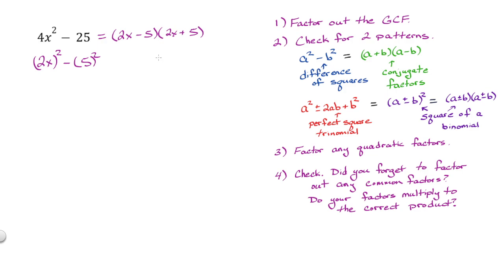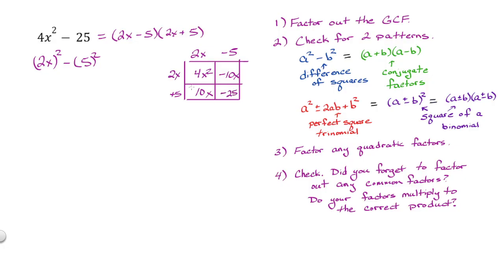Do my factors multiply to the correct product? Well, I have the difference of squares pattern memorized, and I have conjugate factors memorized, so I know it does work out, but I can draw my area model just to do a nice full check. So I draw my rectangle, and I'll make it 2x minus 5 and 2x plus 5. Find each individual area. 2x times 2x is 4x squared. 2x times negative 5 is negative 10x. 5 times 2x is 10x. And 5 times negative 5 is negative 25.